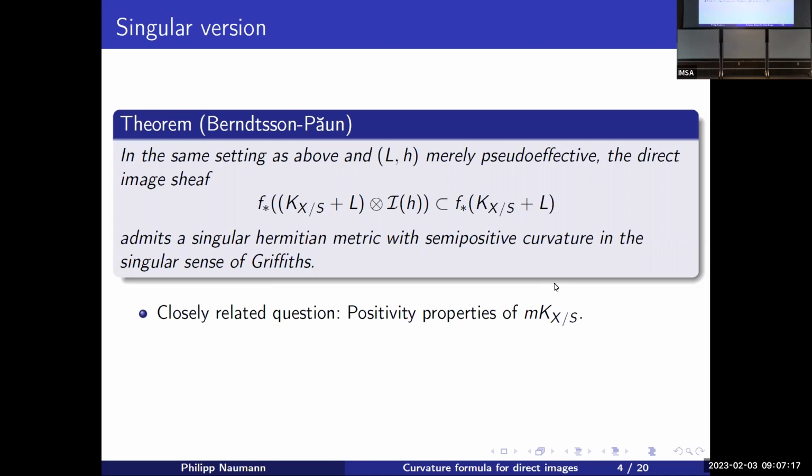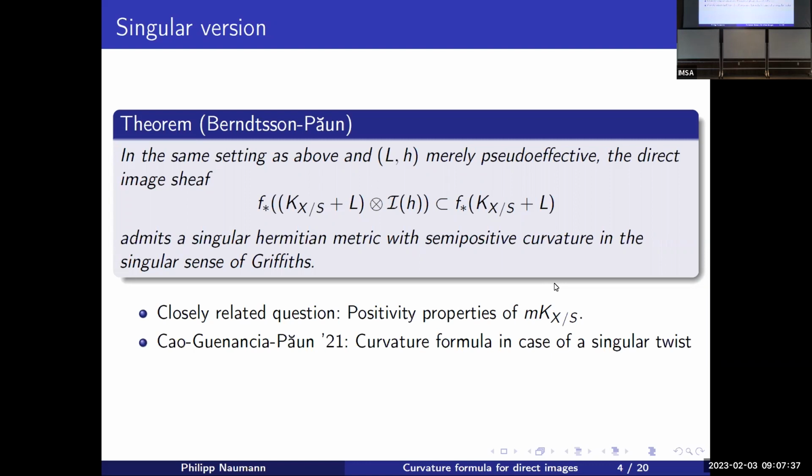In this direction, closely related to what I started with, are the positivity properties of m times the relative canonical bundle. Here it should be script X; I changed notation, so X is really standing for the total space here. In this direction there was a recent result by Bayreuth, who also gave a curvature formula in the singular case. In the Berndtsson-Paun result, they obtained this positivity as more of a qualitative statement without an explicit curvature formula, but this was then given by Bayreuth.